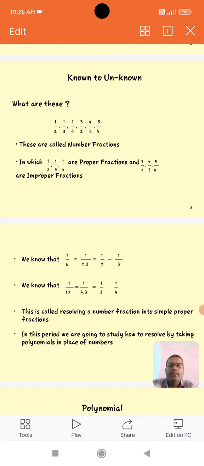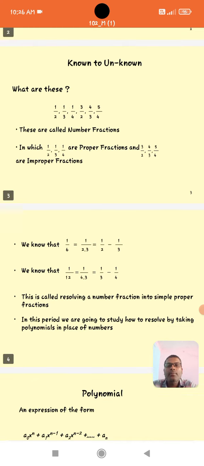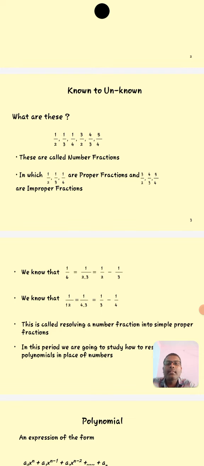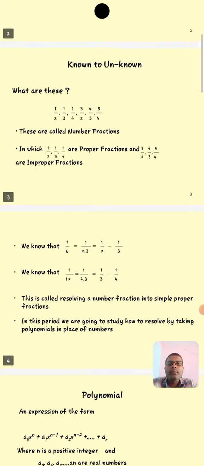How can you identify the proper fraction here? You observe that in these the numerator is less than the denominator. 1 is less than 2, 1 is less than 3, and 1 is less than 4. These are called proper fractions. And 3 by 2, 4 by 3, 5 by 4 are called improper fractions, because the numerator is greater than the denominator: 3 is greater than 2, 4 is greater than 3, and 5 is greater than 4. When the numerator is less than the denominator it is a proper fraction; when the numerator is greater than the denominator it is an improper fraction.